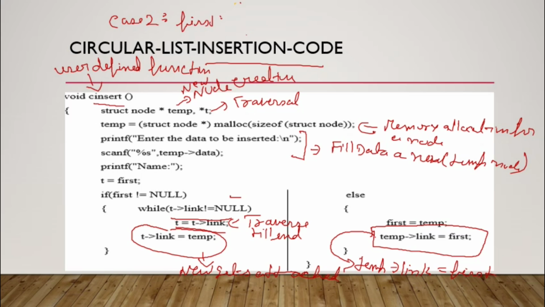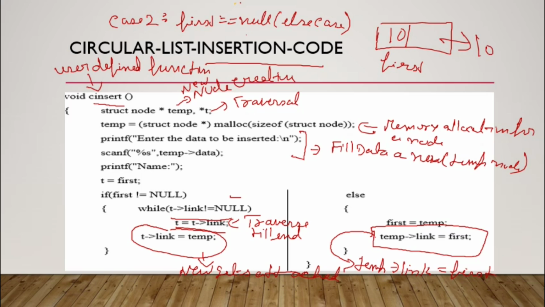First is equal to null, which is nothing but the else case. Here, only one node will be there. Say 10 is there, it is the only node and first points to it, and of course its next will be null. So that is our condition, that is, first is equal to null.